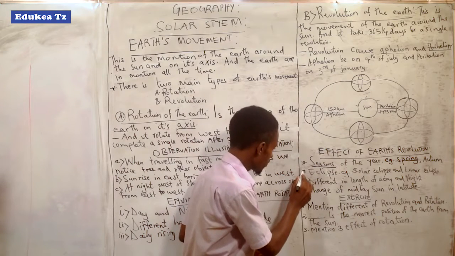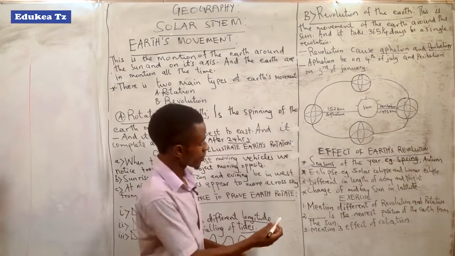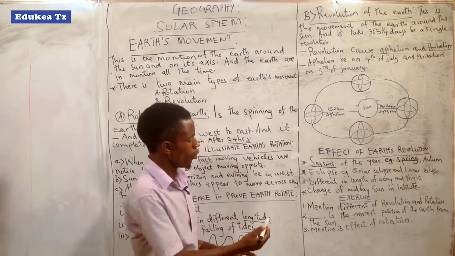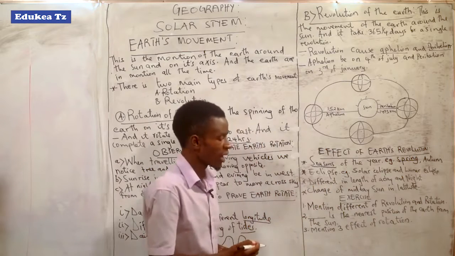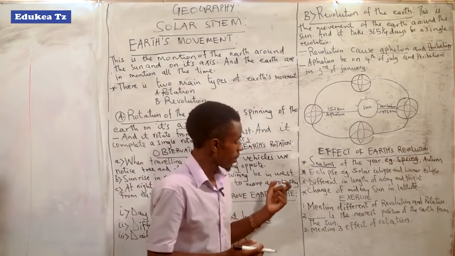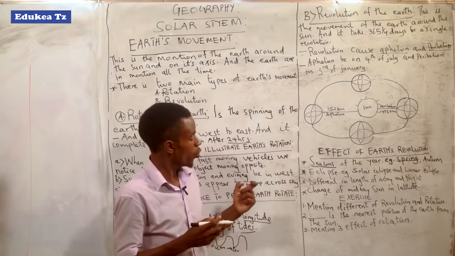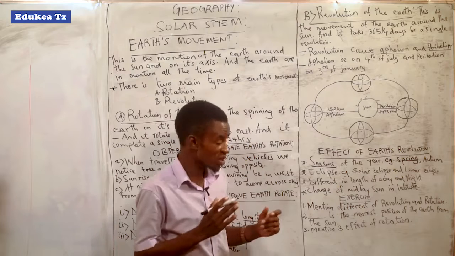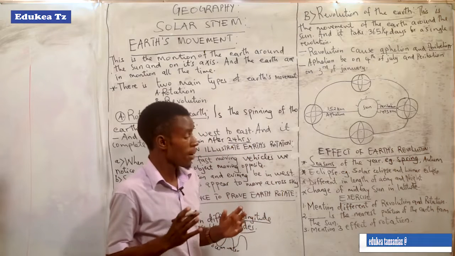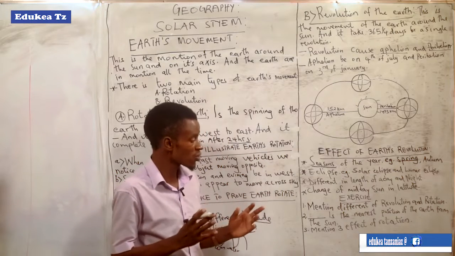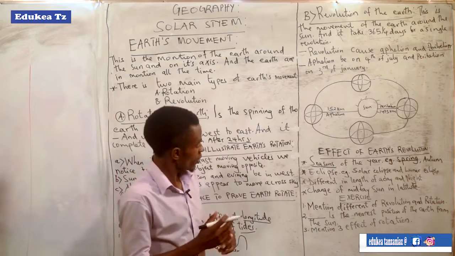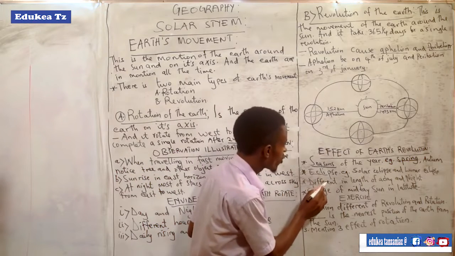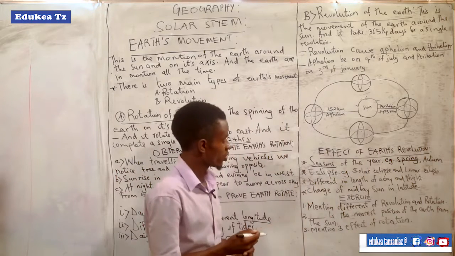The second point is eclipse. What is eclipse? I told you that eclipse is the process whereby one object in the atmosphere is between two other objects, and one of those two objects must produce light. So how could eclipse be an effect of Earth's revolution?